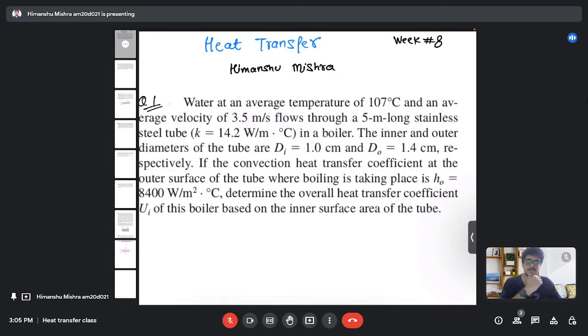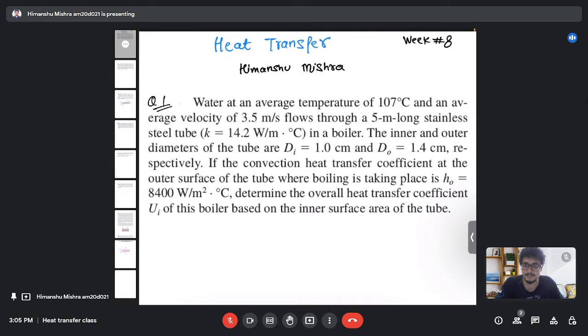The first question belongs to heat exchangers. It says that water at an average temperature of 107 degrees Celsius and average velocity of 3.5 meters per second flows through a 5-meter long stainless steel tube in a boiler. The inner and outer diameter of the tube is given, which is 1 centimeter and 1.4 centimeter respectively. The heat transfer coefficient of the outer surface is 8400 watt per meter square degree Celsius, and we need to determine the overall heat transfer coefficient based on the given data.